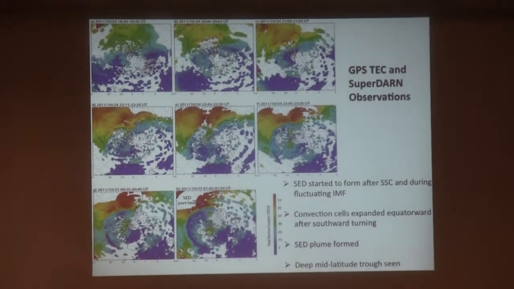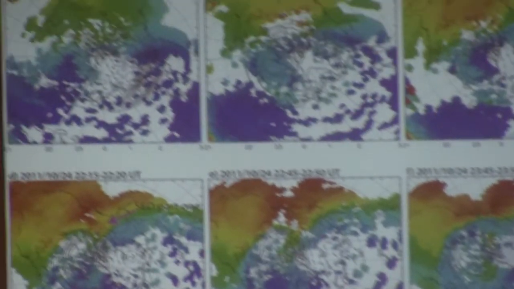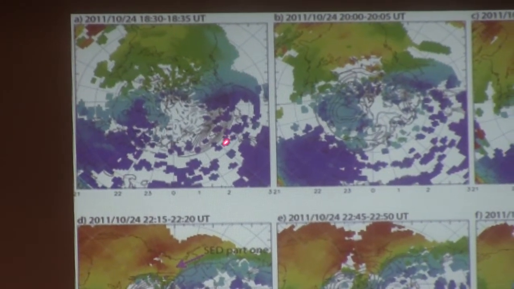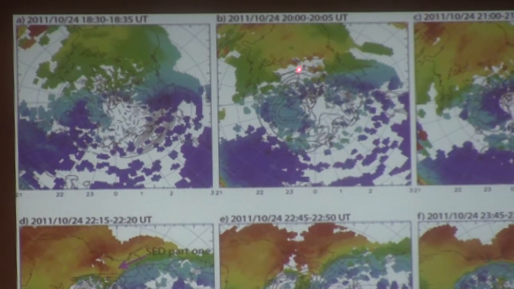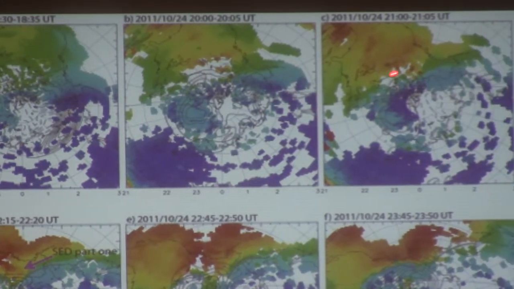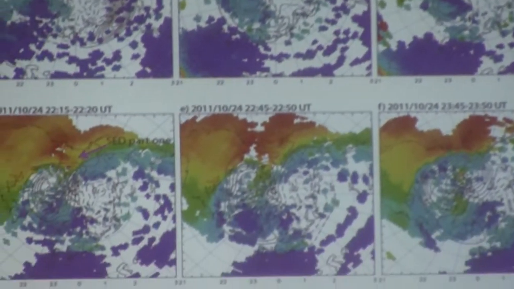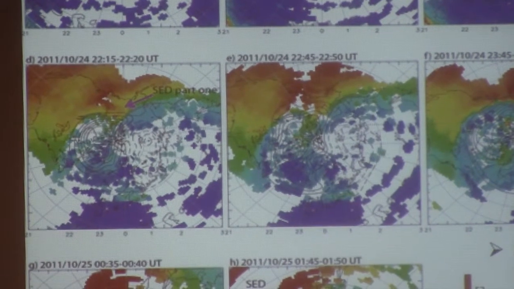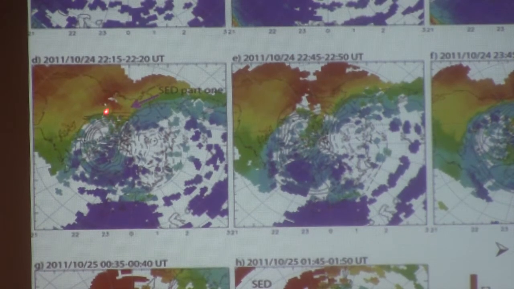This is the two-dimensional GPS TEC and SuperDARN observations at selected time cadences during this storm. Each panel is a polar view of the GPS TEC, and the noon is at the top, dusk is on the side. This first panel is just before the storm, and right after the sudden commencement, we start to see the GPS TEC increase over North America. And this density enhancement seemed to extend further equatorward. So it's not very likely that the superfountain effect is the contributing mechanism for this density increase here.